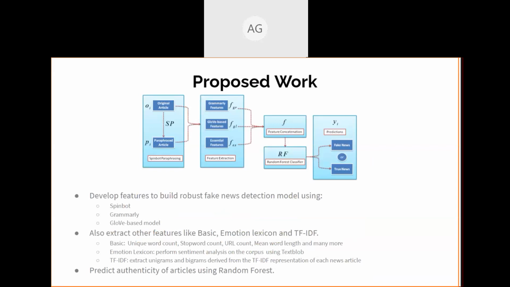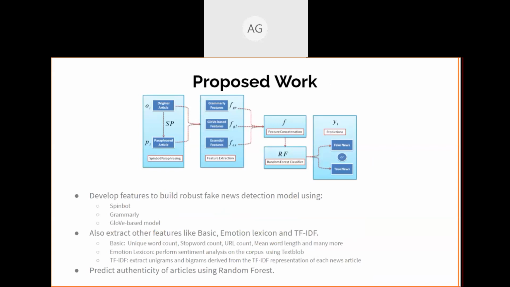So now I will talk about our proposed work, and how we utilize tools like Spinbot, Grammarly, and the GloVe-based model to develop a robust fake news detection model. So this figure shows our proposed approach. We started by paraphrasing the original articles and obtaining their corresponding paraphrased news articles using Spinbot. Then we extract Grammarly features for both the original and paraphrased news articles. Similarly, we obtain GloVe-based model features for both the original and paraphrased news articles.